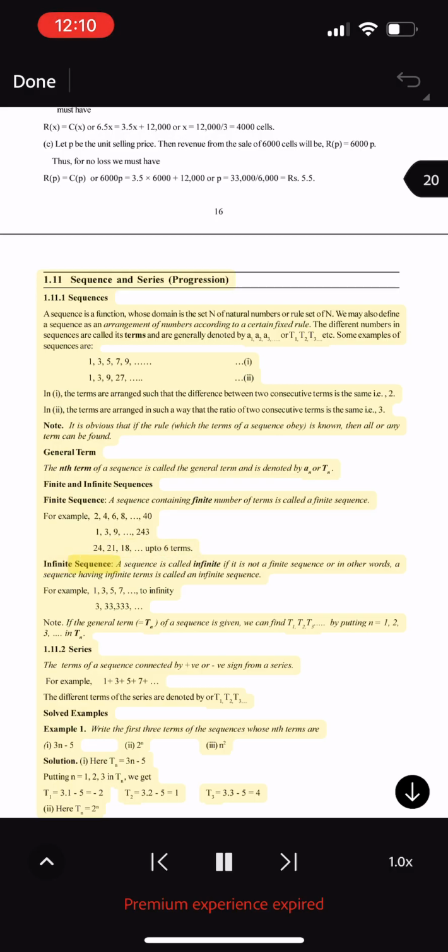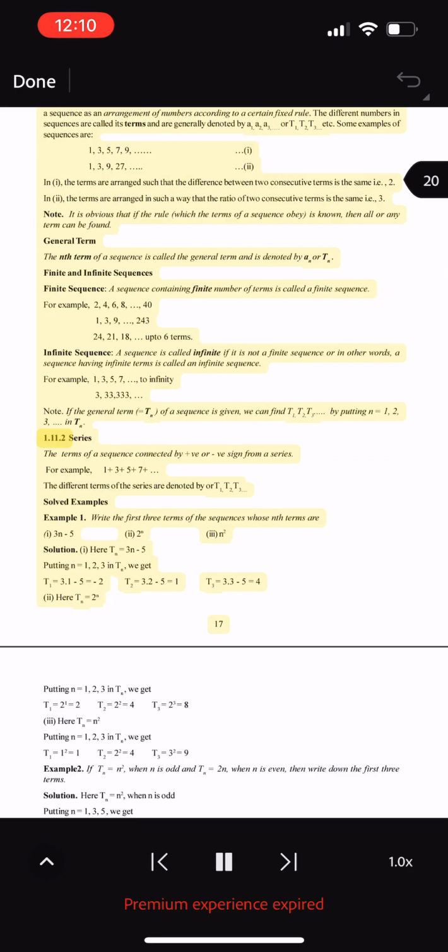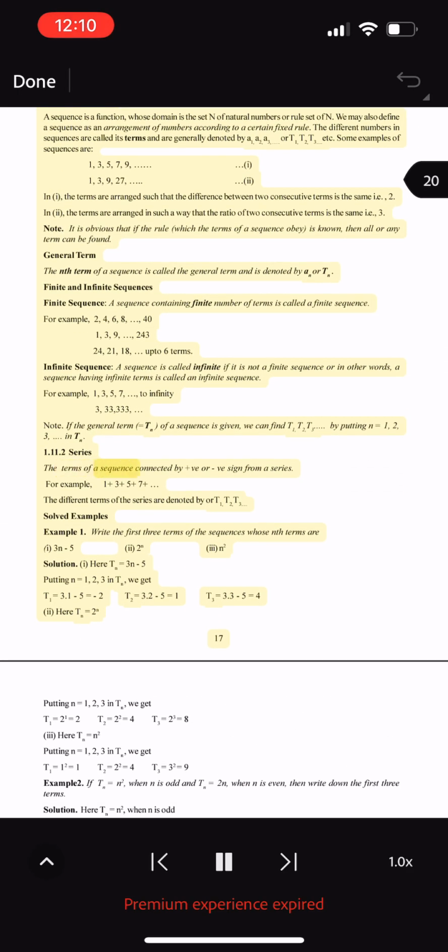Infinite sequence: a sequence is called infinite if it is not a finite sequence, or in other words, a sequence having infinite terms is called an infinite sequence. For example, 1, 3, 5, 7, to infinity; 3, 33, 333. Note: if the general term tn of a sequence is given, we can find t1, t2, t3 by putting n equals 1, 2, 3 in tn.